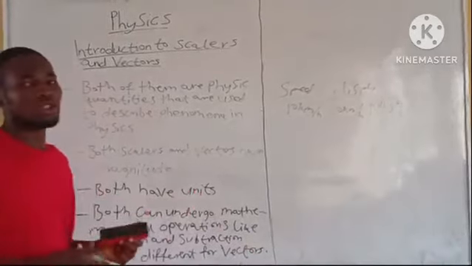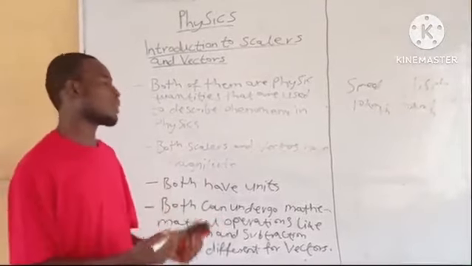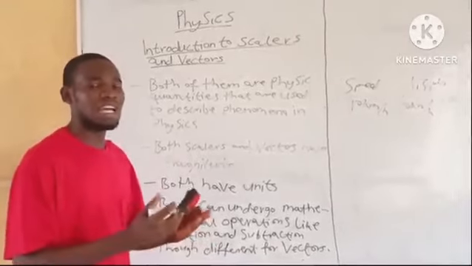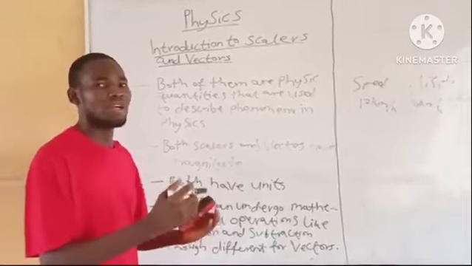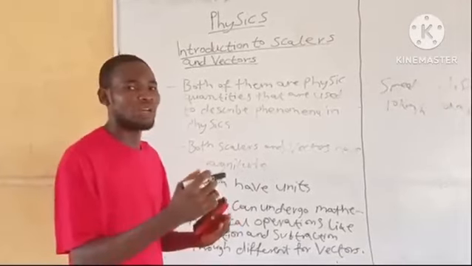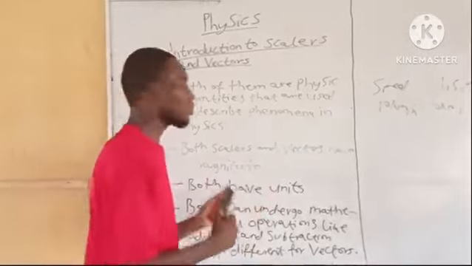Both scalars and vectors undergo mathematical operations, though vectors differ. What do I mean? Scalar quantities are added arithmetically, while vectors are added using the vector method or vector rule. We'll come to that. Now, this is about the differences between scalars and vectors.